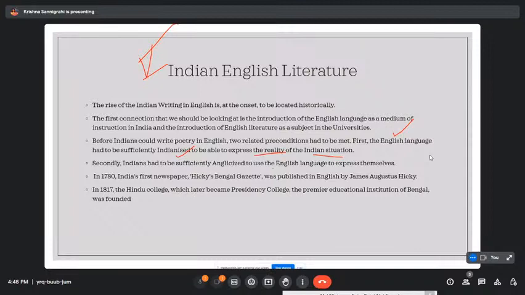you can actually refer to how English has evolved. Secondly, Indians had to be sufficiently anglicized to use the English language to express themselves. In 1780, India's first newspaper, Hickey's Bengal Gazette, was published in English by James Augustus Hickey. And in 1817, the Hindu College, which later became Presidency College, the premier educational institution of Bengal, was founded.